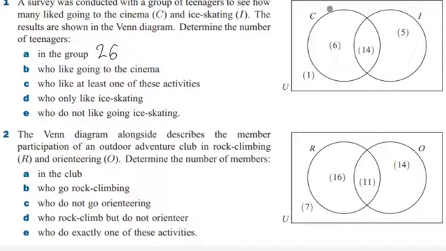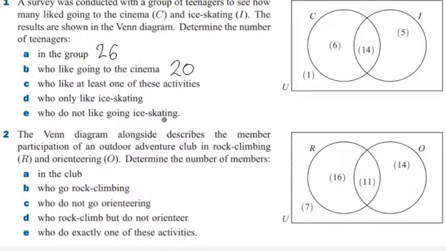So they also like the cinema, but something else is also added to what they like. So that's why we are taking everything in the circle, because the question says those who like going to the cinema. If the question had said the teenagers who like going to the cinema alone or the cinema only, we would have taken 6. But it didn't give that exception or that exact request. It just said those who like going to the cinema. So we'll take both 6 and 14, and that would give us 20.